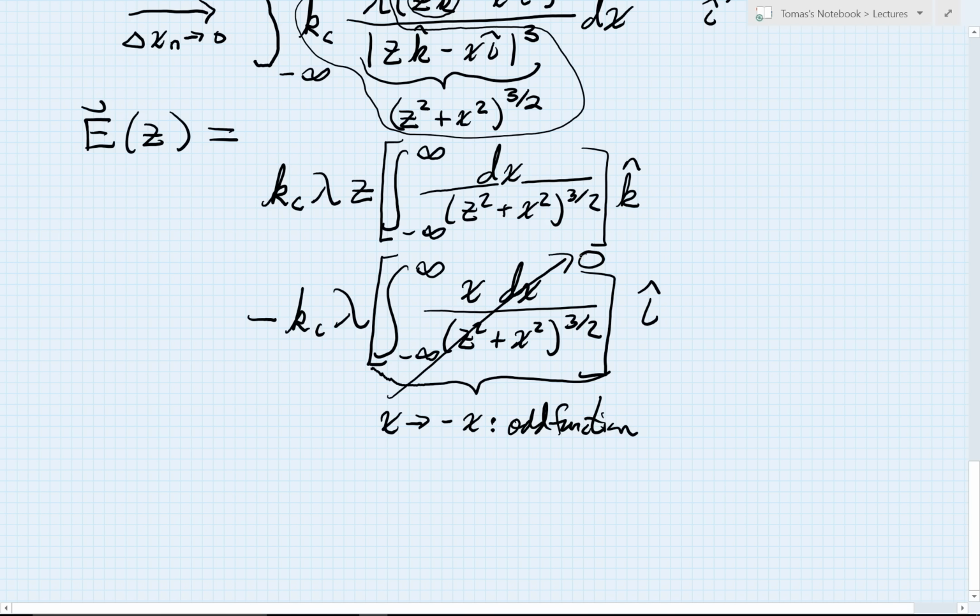Perfect. So I have one other function to integrate. This one we won't be so lucky. Notice if x goes to minus x, the denominator doesn't change, and so this is an even function. So that one we still have to do. There's still going to be some answer that's not 0. So continuing my calculation, I then have Coulomb's constant lambda z times this particular integral times k hat. So I'll put parentheses for my integral.